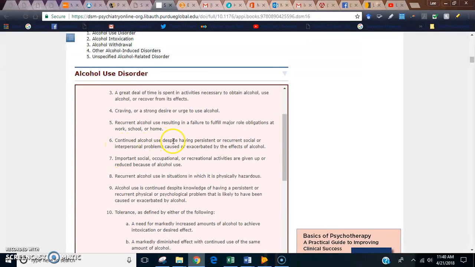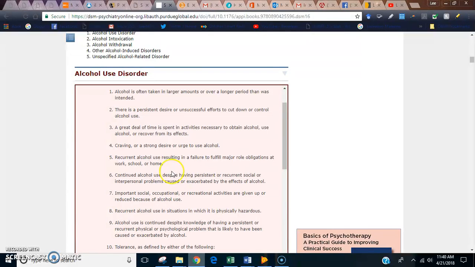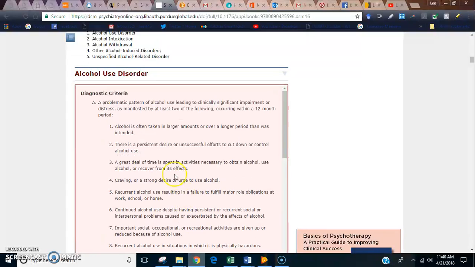Here we go. Continued alcohol use despite having persistent or recurrent social or interpersonal problems caused or exacerbated by alcohol. That's not it. But it's one of these here where basically if you get in trouble because of it. Recurrent alcohol use resulting in a failure to fulfill major role obligations at work, school, or at home. If you got a DUI, then you probably couldn't go to work or school or home. And you probably have other issues. Okay? So you just need to be specific. You ask the questions around these areas.